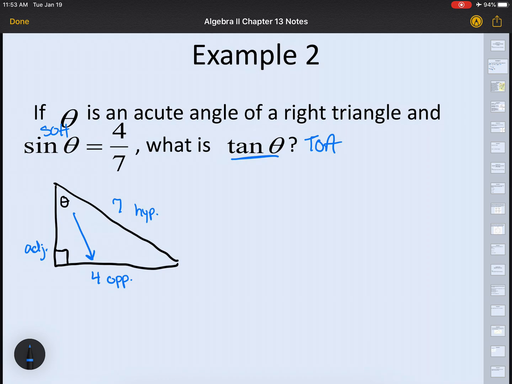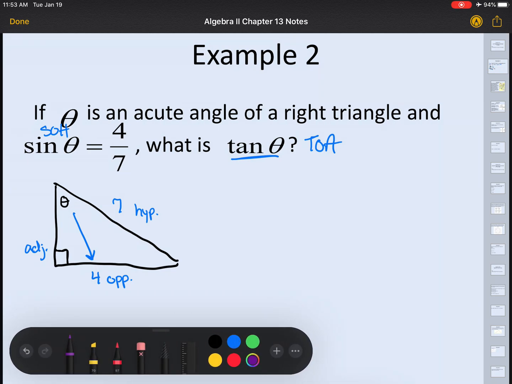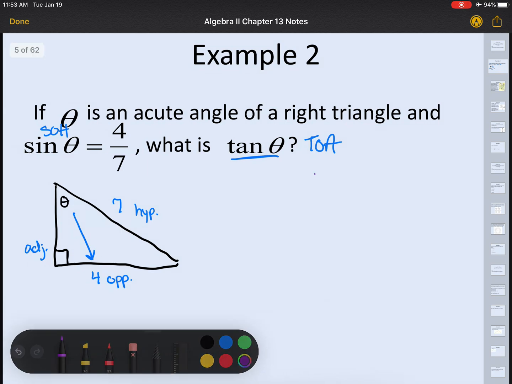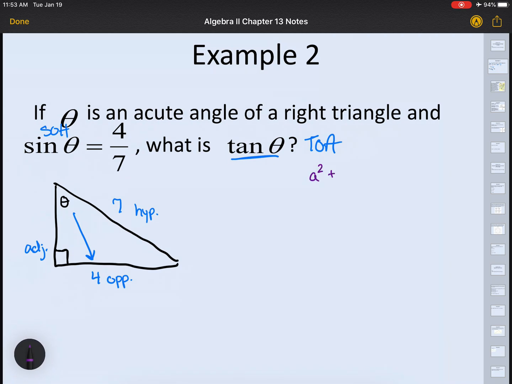Okay, so if we go ahead and do that, we can assign the shorter leg to be A and our other leg to be 4. In the Pythagorean theorem, it's supposed to equal 7 squared, or hypotenuse squared. So 4 squared is 16 and 7 squared is 49. And if we subtract that 16 from 49, we're going to get 33. If we take the root of that, I'm just going to leave it alone because it's not a perfect square. So I have that A is the root of 33.